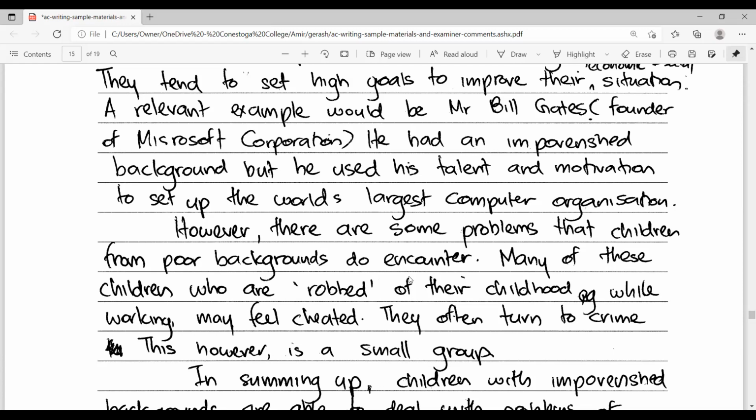Okay, so as you see, now the tables turn. "Many of these children who are robbed of their childhood, for example, while working, many feel cheated. They often turn to crime." Okay. Up to here we can see the opposite opinion, that this is what will happen to these types of children from a poor background or from poor families or impoverished families.